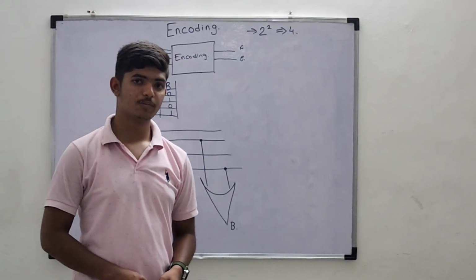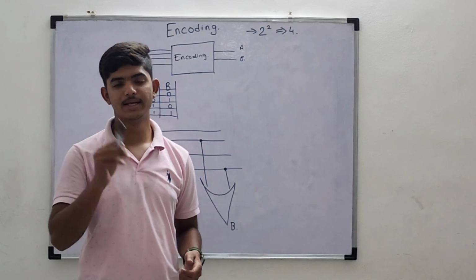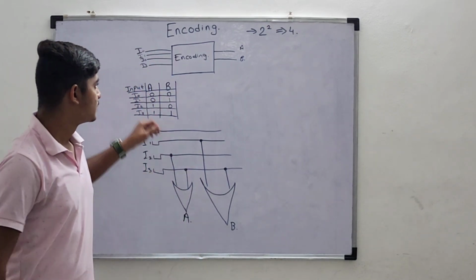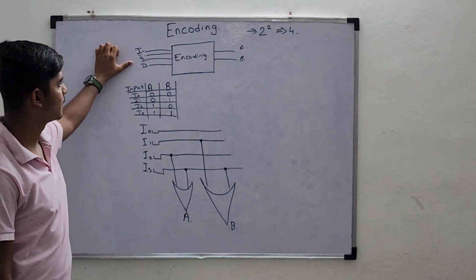So the next topic is encoding. Encoding basically means we have to convert any integer number or a numerical number into binary digits. So the first step to solve encoding is to draw the block diagram.